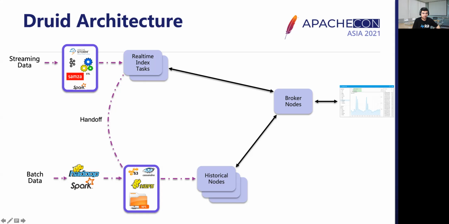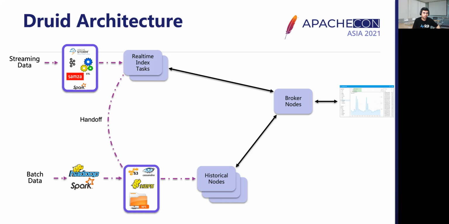Next component is the historical nodes. Historical nodes are the main workhorses of the Druid cluster. They use memory mapped files to load immutable data segments. They also respond to user queries. The segments are immutable and read optimized. So historical nodes are able to serve many queries in a very fast and efficient way.